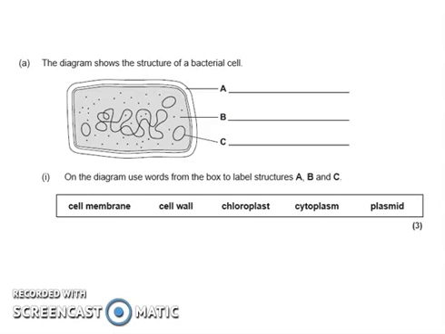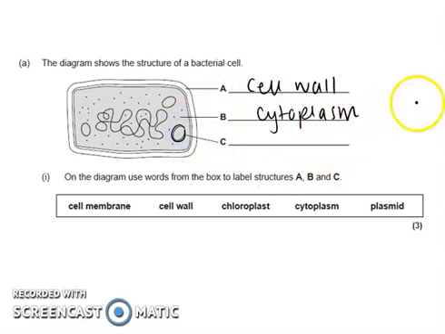Okay, now you've unpaused, let's have a quick look. We've got some key words at the bottom. We can see A is the outer section of this bacterial cell. It must be the cell wall. You've also got a jelly-like fluid section inside the bacteria, so it's going to be the cytoplasm. And then you can see we've got our extra loop of DNA. This is going to be our plasmid.